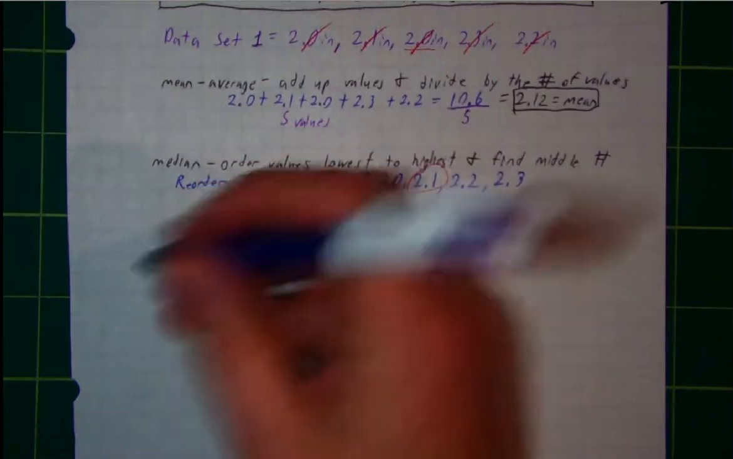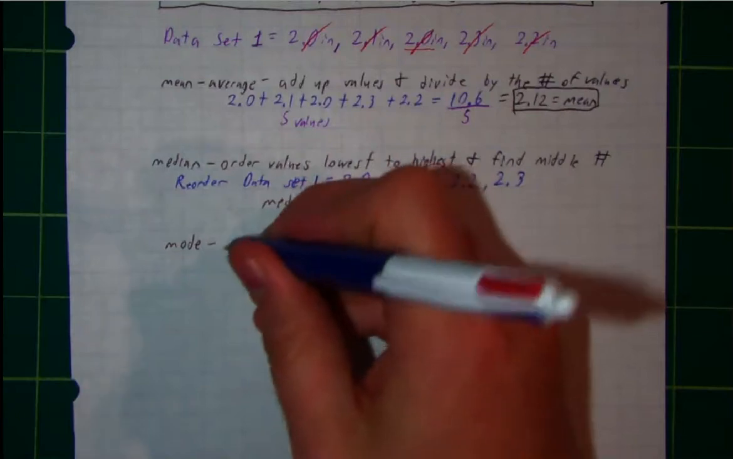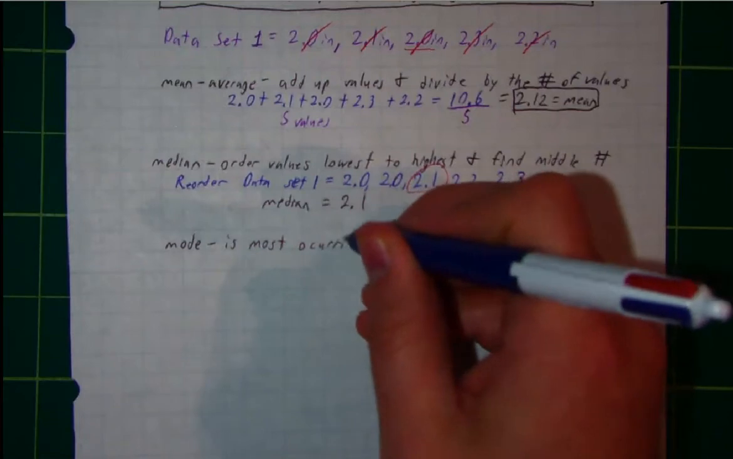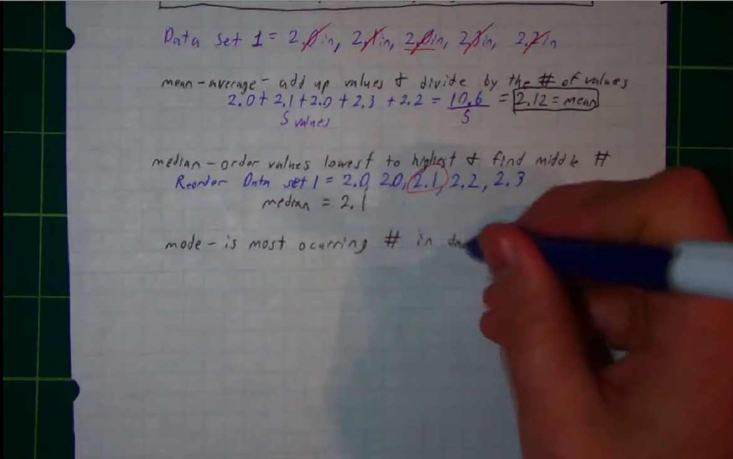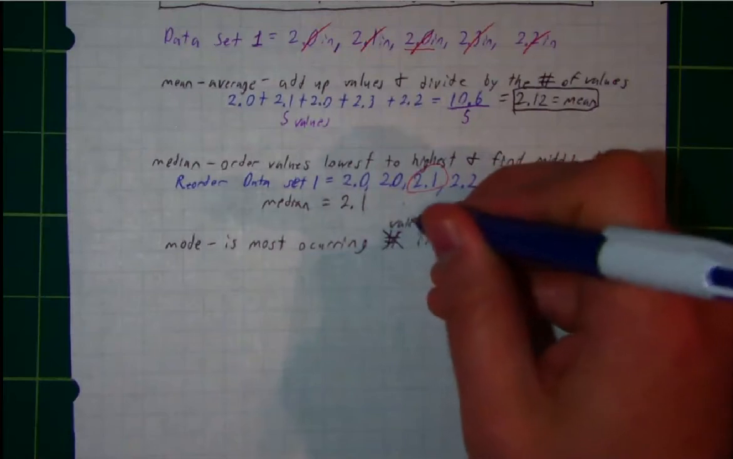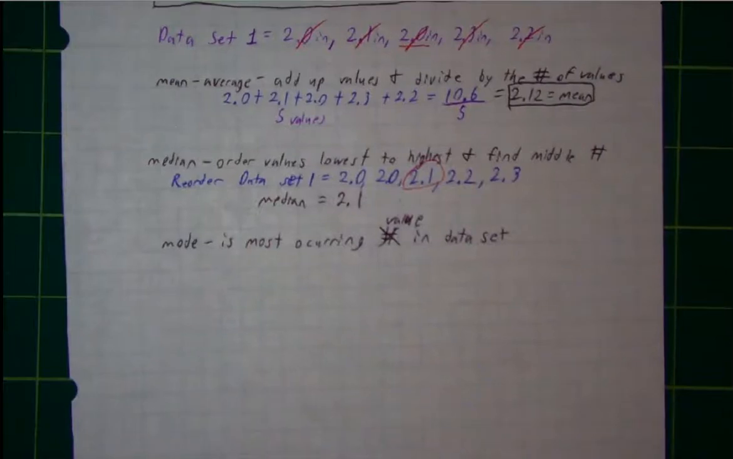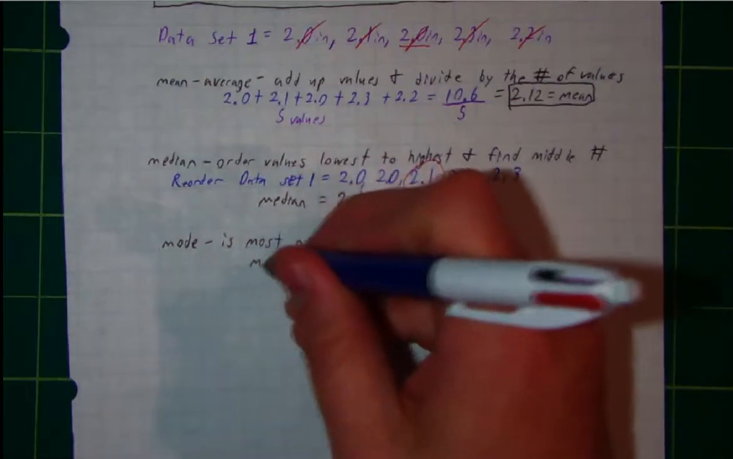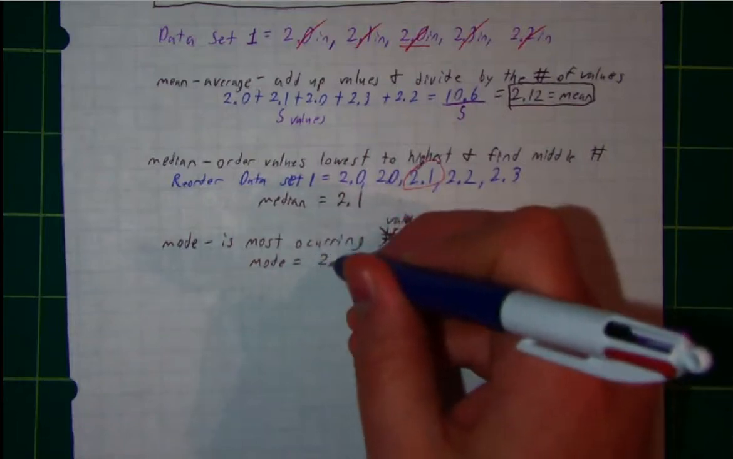And what about our mode? Our mode is the most occurring number in the data set. Or I guess I should have said value, so we can cross that out and write the word value instead. It's probably a better word to use. But it's the most occurring value in the data set. So what number occurs the most? Well, it's clearly 2.0. It happens 2 times, everything else only happens once. And so the mode in this case equals 2.0.